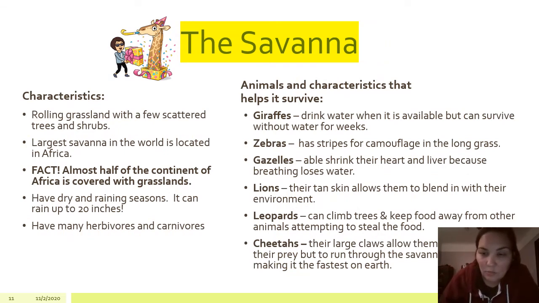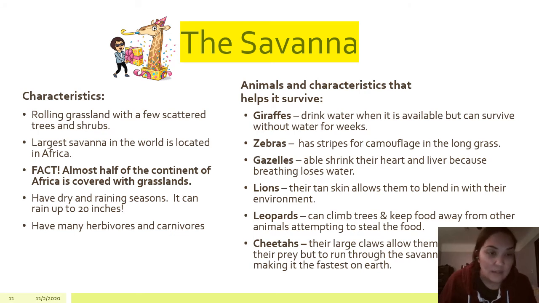And last but not least, today we're going to talk about the savannah. Now, I picked this because it was Mrs. B's favorite animal. That's right, the lion. So we're going to pick the savannah today to talk about because I think there's some pretty cool animals in the savannah. So let's look. Back in our safari gear, we got our binoculars back on. Ready? Rolling grassland with a few scattered trees and shrubs. The largest savanna in the world is located in Africa, and almost half of the continent of Africa is covered with grasslands.